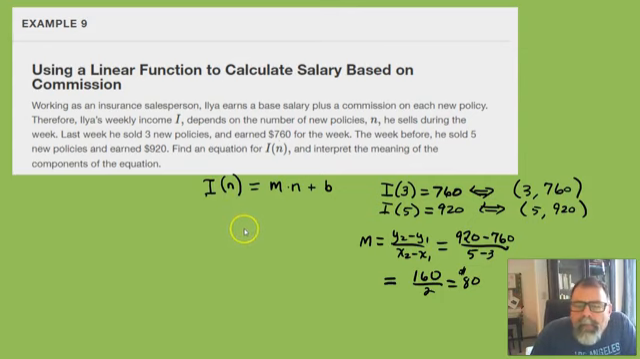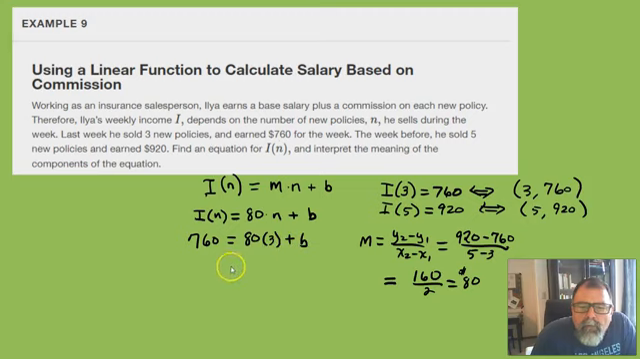Okay, now we need to know b. Just like before, I of n is equal to $80 per policy times the number of policies, plus b, which would be the base salary, plus your $80 per new policy for the commission. All right, so let's plug in one of these two points. Doesn't matter which. We'll do the $760 for the 3 policies to figure out what our base salary is.